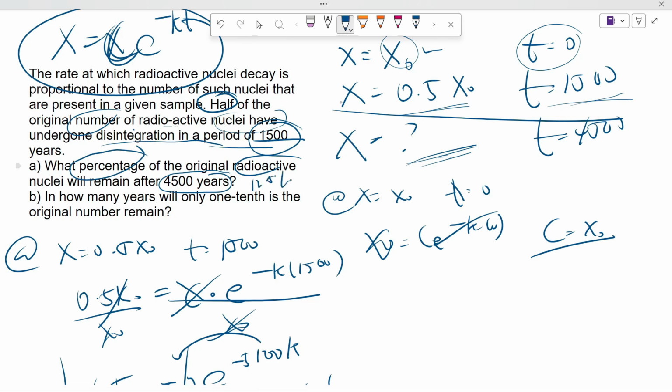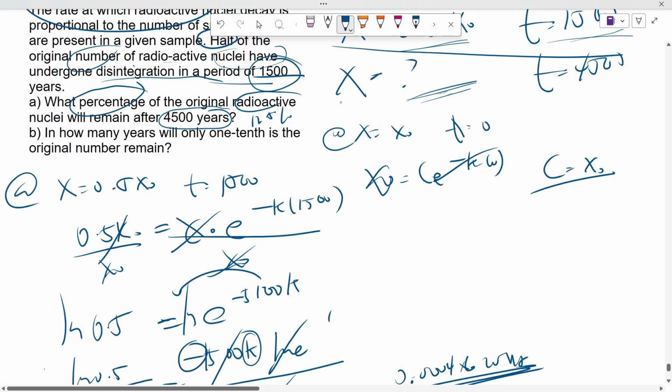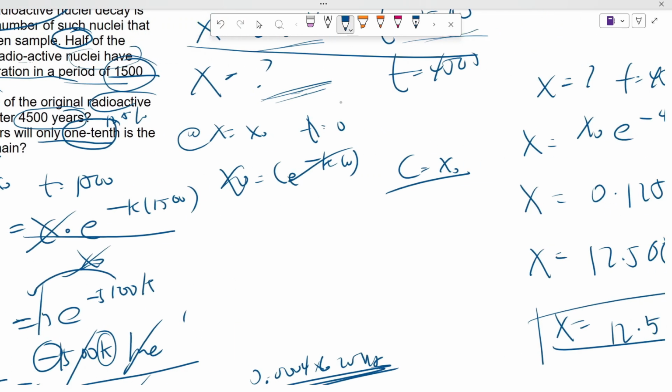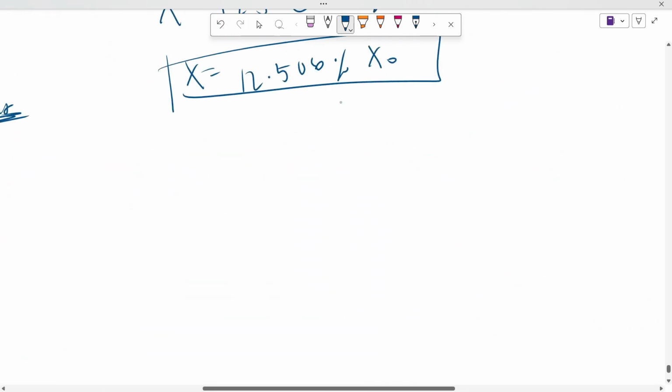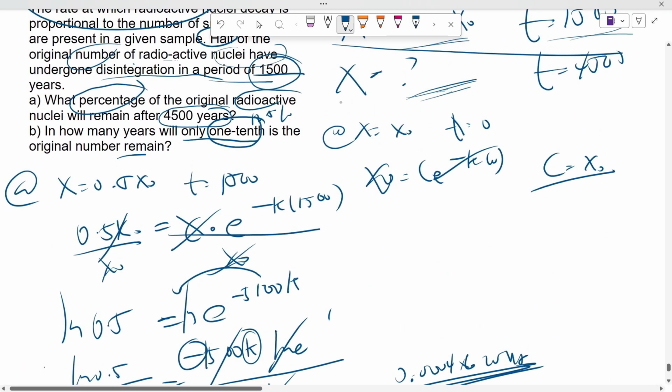Now, in how many years will only 1/10 of the original number remain? So, in how many years will only 1/10 of the original number remain? Only 1/10 is left. When will that happen? Our x, what is it? Wait. Only 1/10 of the original number remains.